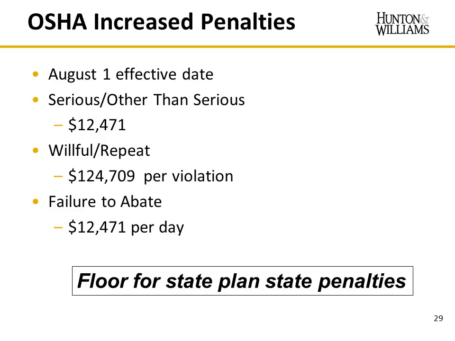The penalty increases, well, they could have been worse, but they're not great. Serious went from $7,000 to $12,471. Now that is, of course, the cap on it. You can get your good faith reductions and the like, and we always try to do that. And then the rarest of birds these days, the other than serious citation, which we almost never see, that also has the same penalty structure. Willful and repeat went from $70,000 to $124,709 per violation.